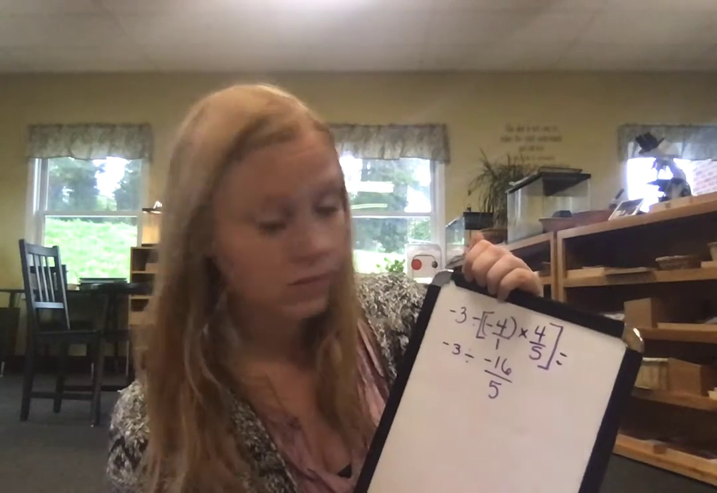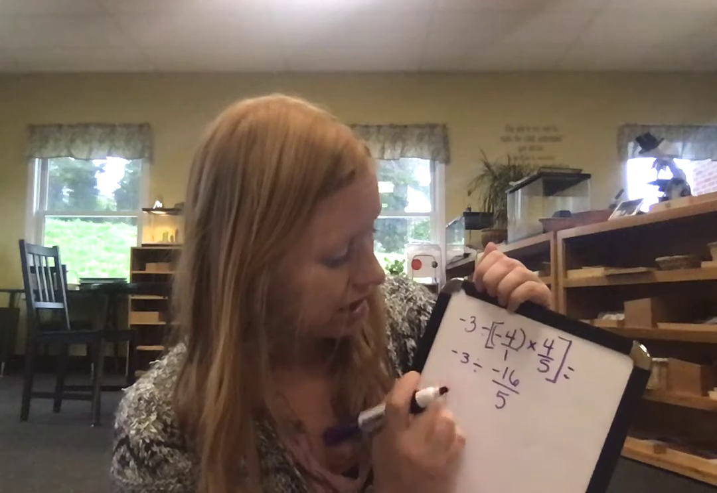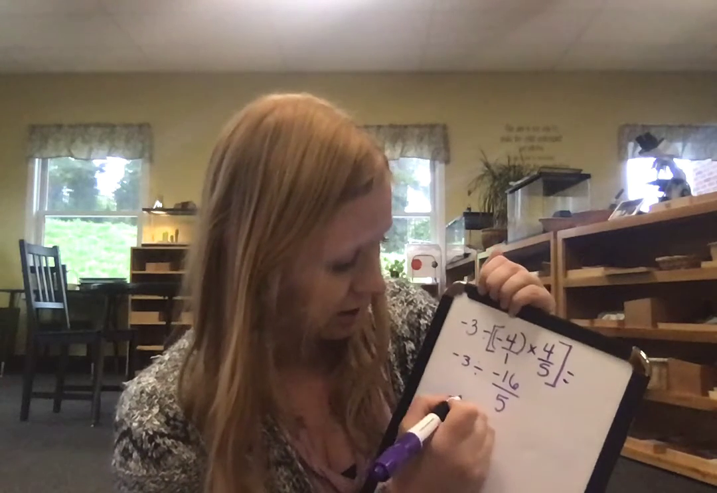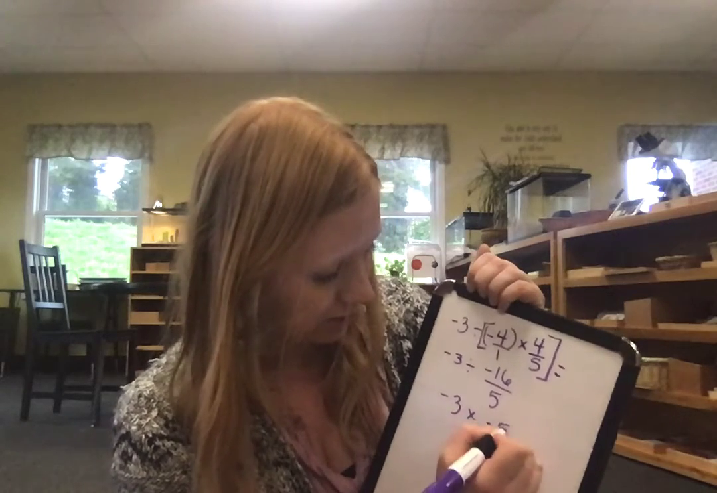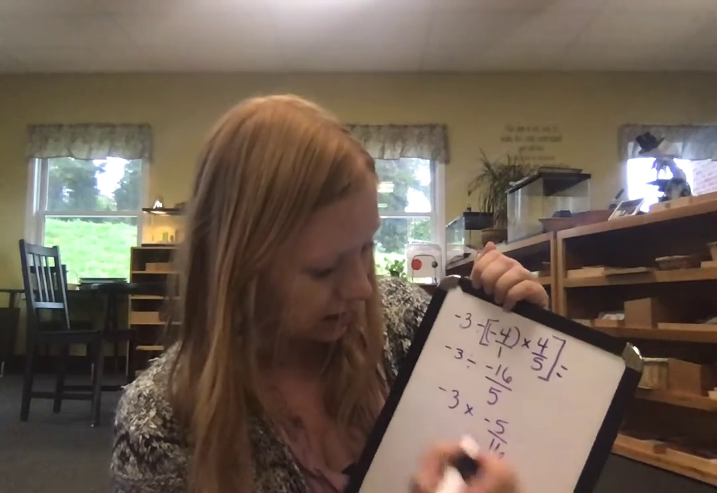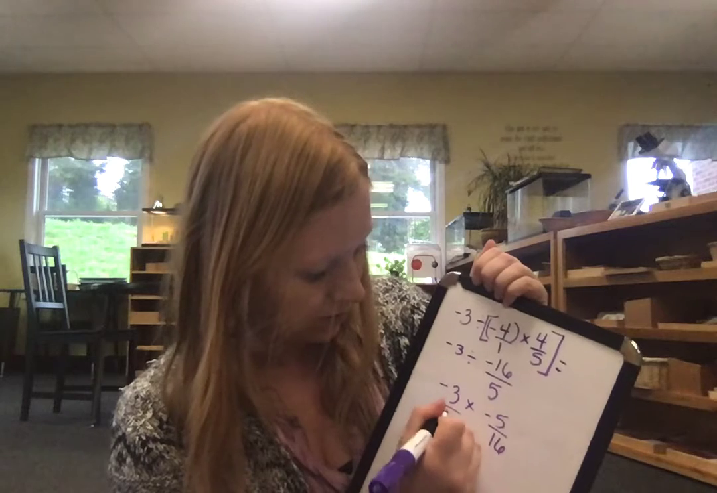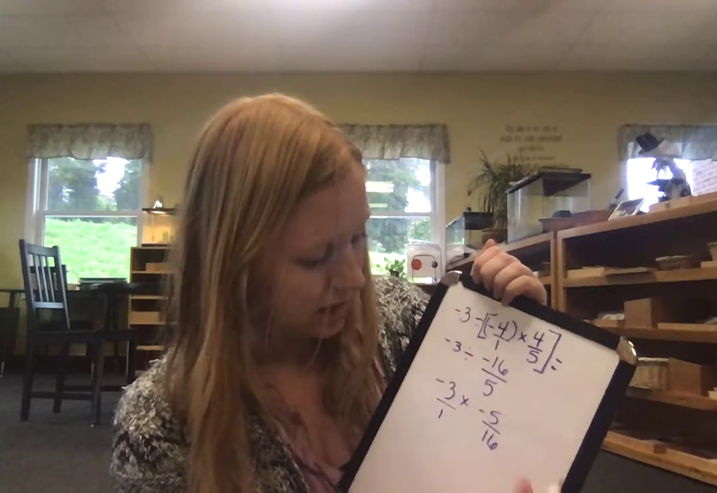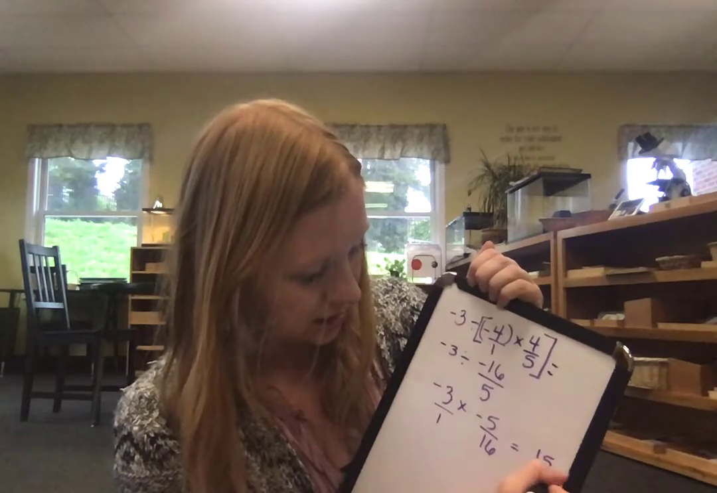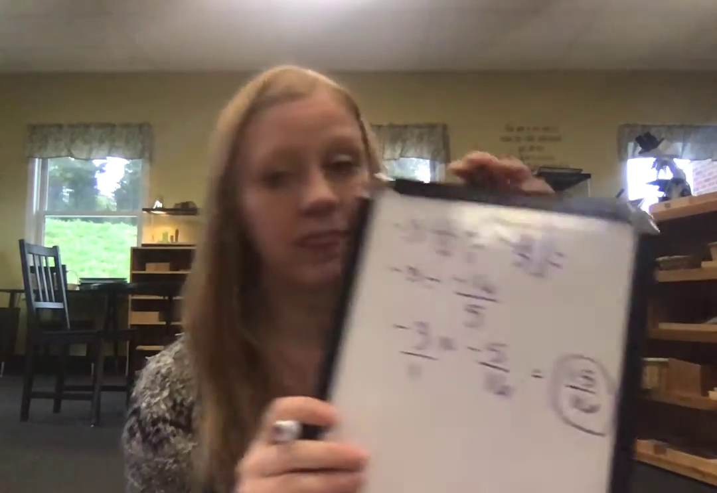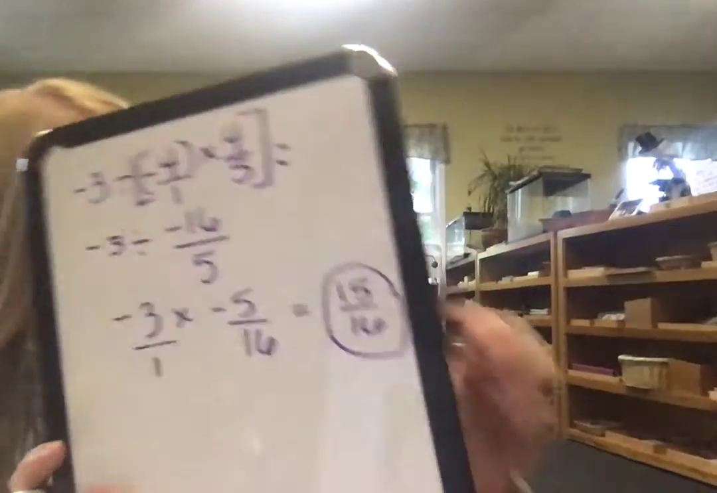Okay? But if I have a number divided by a fraction, negative times negative 5/16. Negative times a negative is a positive. I'm left with positive 15/16.